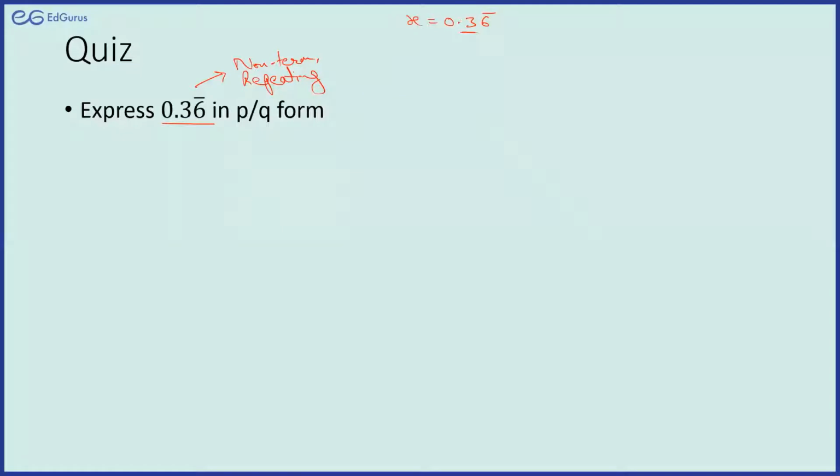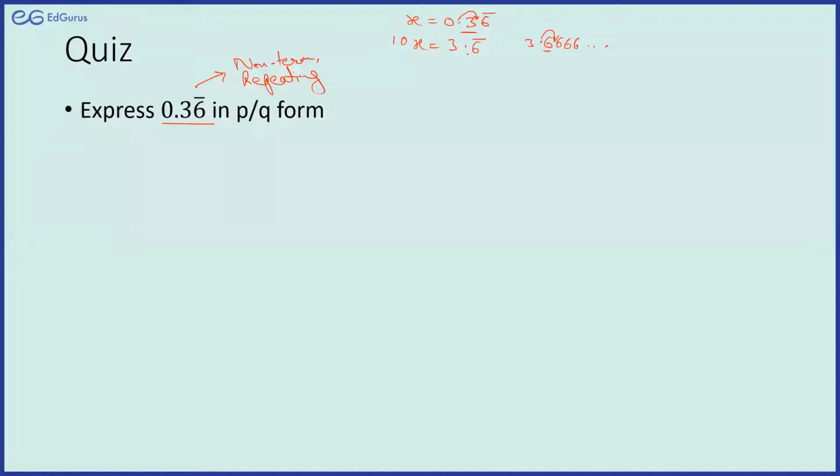How do we bring it? We want to move the decimal towards the right by one step, right? So we want the decimal to go to this place. So what do I multiply it with? 10x. So 10x will be 3.6 bar, right? Now I have only the repeating digit on the right of the decimal, and I want to bring one block of the repeating digit to the left side. So this is nothing but 3.6666 like this, right? So I want only 6 repeating. So I want the decimal to move another step to the right.